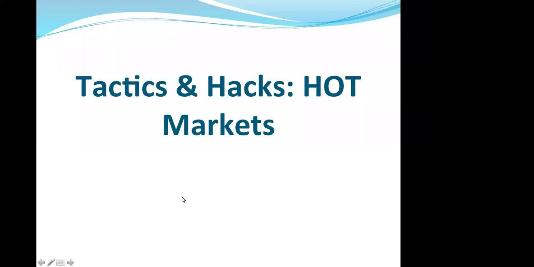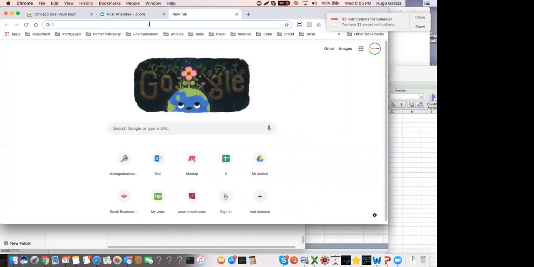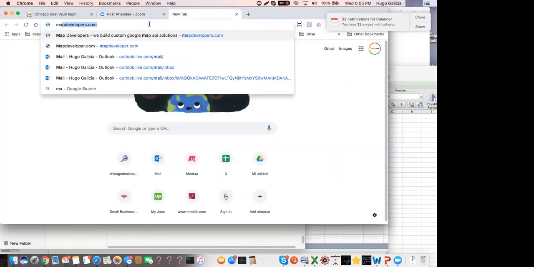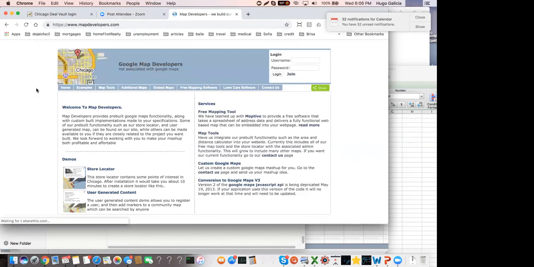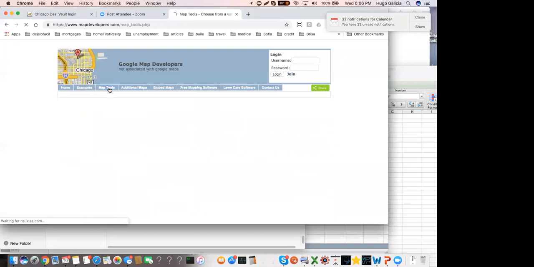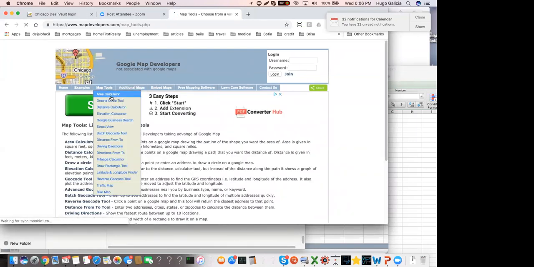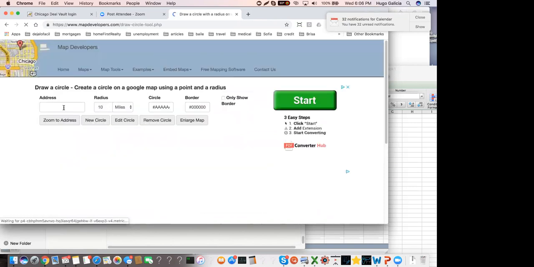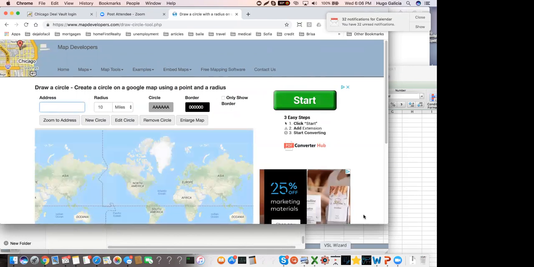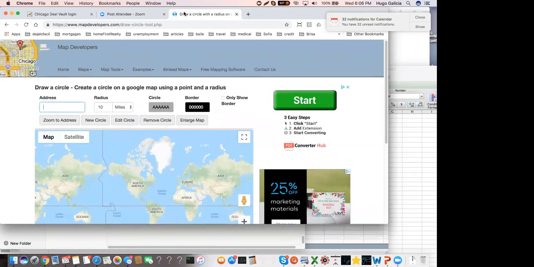So I'm going to show you, there's a tool called mapdevelopers.com. Okay, so this is by Google. And in here, they have some map tools. So we're going to pick the one that says draw a circle tool. Again, this is mapdevelopers.com, and then go to map tools, draw a circle. In here, you are going to be putting in your address.